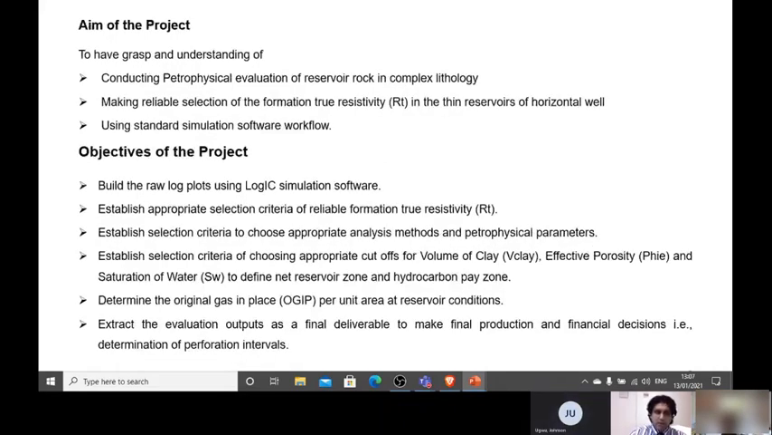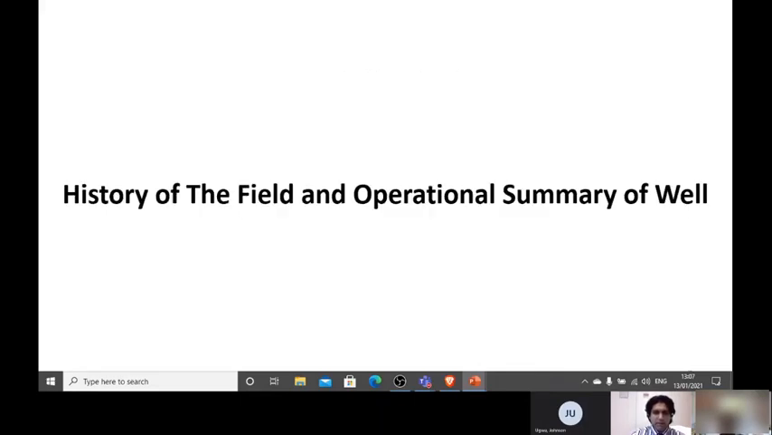The aim of the project is to have grasp and understanding of evaluation of complex lithology reservoirs, making reliable choice of true resistivity formation in thin reservoirs, and use of standard simulation software. The objectives of project includes building of raw log plots, selecting suitable petrophysical parameters and analysis methods, selecting cutoffs for volume of clay, effective porosity, and saturation of water. Finally, determine the original gas in place per unit area at reservoir conditions to make financial decisions.